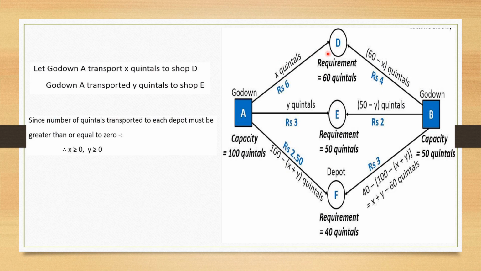Now let me make it clear from this figure here. The objective function will be 6x plus 3y plus 2.50 into this complete, plus 4 into this complete, plus 2 into this complete, plus 3 into this complete. And that sum altogether, whatever value we get, will be the objective function of this problem.